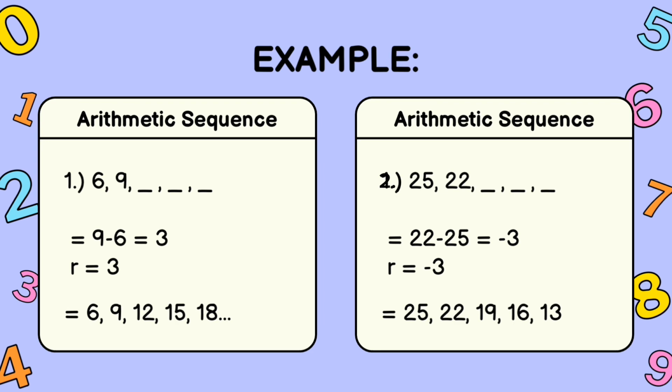Another example. Given the numbers 25 and 22, what number can be added to 25 to have 22 as the sum and the second term? To get that, you'll find the difference of 22 minus 25, which is negative 3. So, negative 3 will be the common difference. To finish it up, 19 comes next after 22, 16 after 19, 13 after 16, and so on.